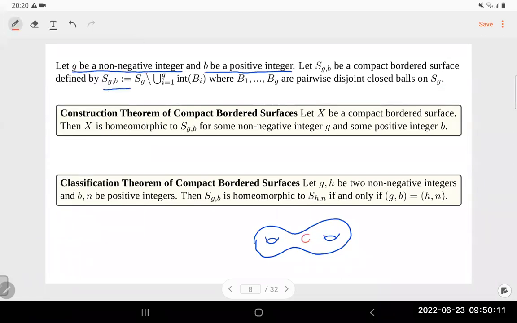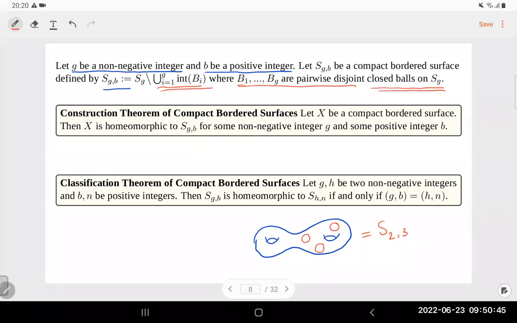And I remove the interiors of two pairwise disjoint closed balls. So I delete two, or maybe let's say another ball here. So I removed their interiors, pairwise disjoint closed balls. Okay, so this surface is nothing but S2,3. So the construction theorem says that if you are given a compact border surface, then it is homeomorphic to SGB for some G and for some B.